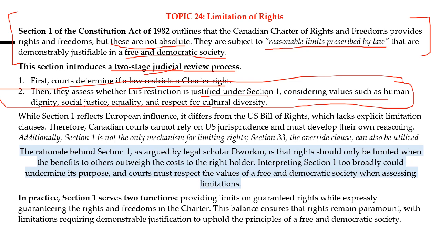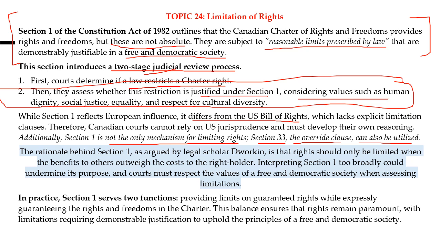Section 1 reflects European influence. It differs from the US Bill of Rights, which lacks an explicit limitation clause. Here we have explicit limitation. Section 1 is not the only mechanism for limiting rights. We have section 33 also, the override clause, which can also be used, and this we have already discussed earlier. So what is the concept behind section 1?